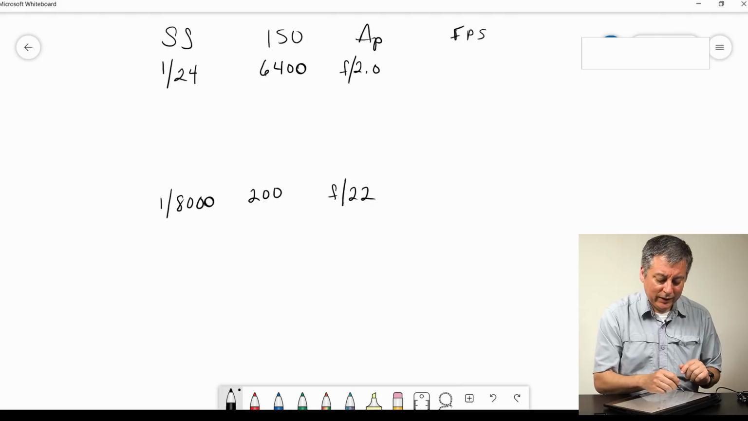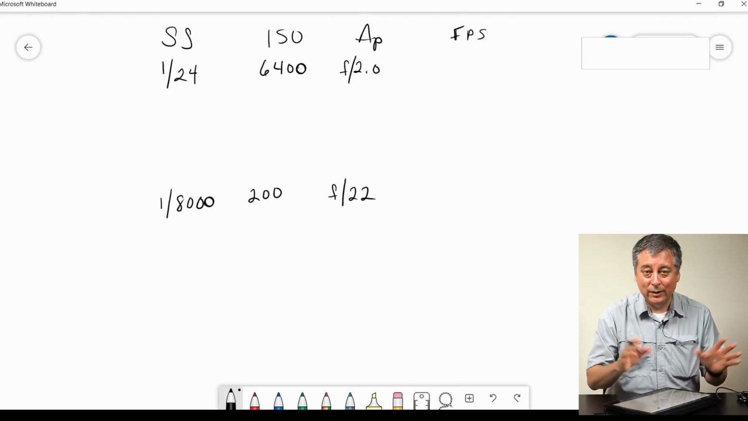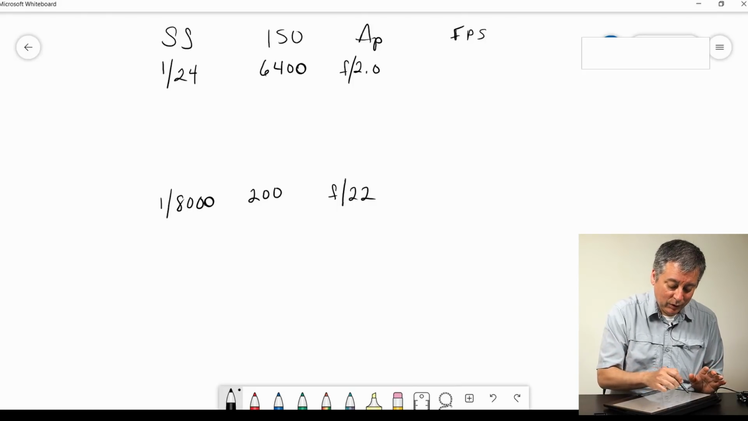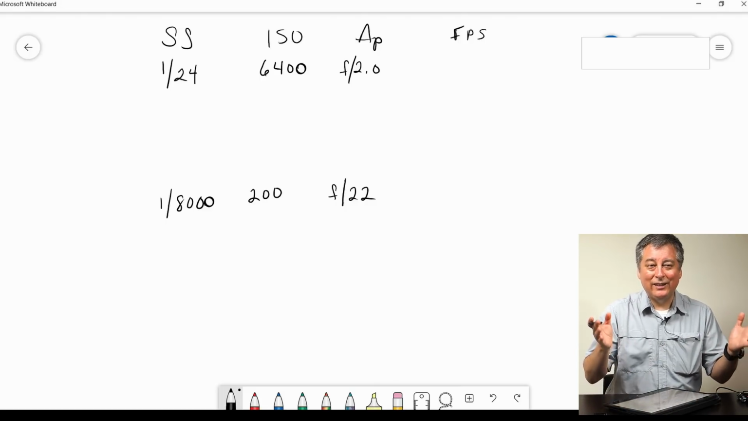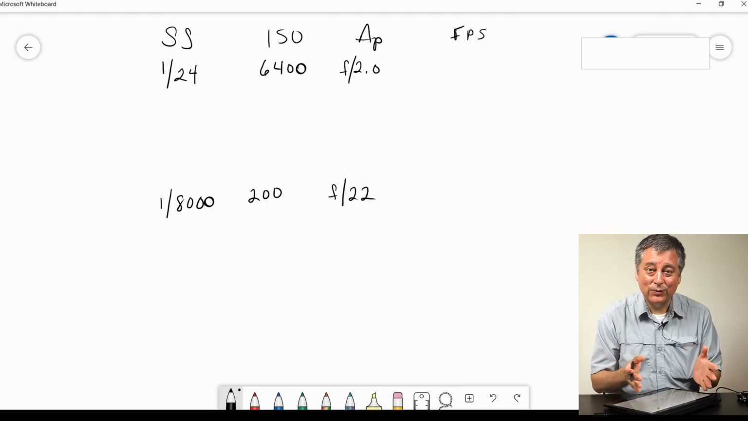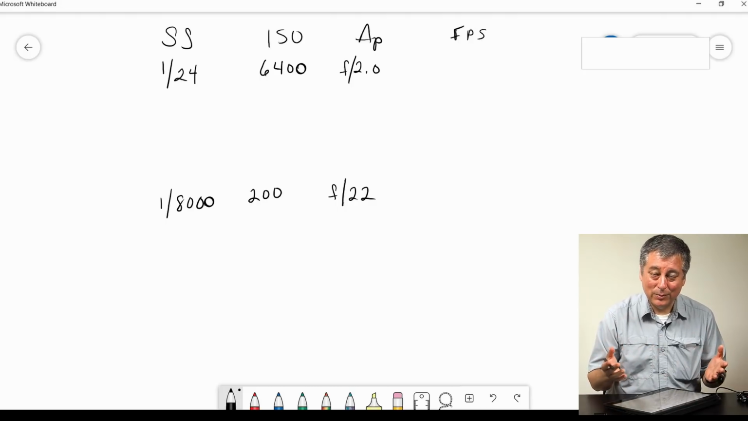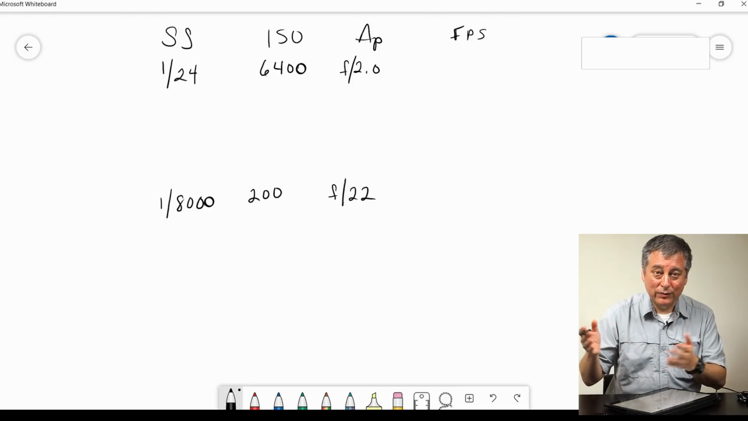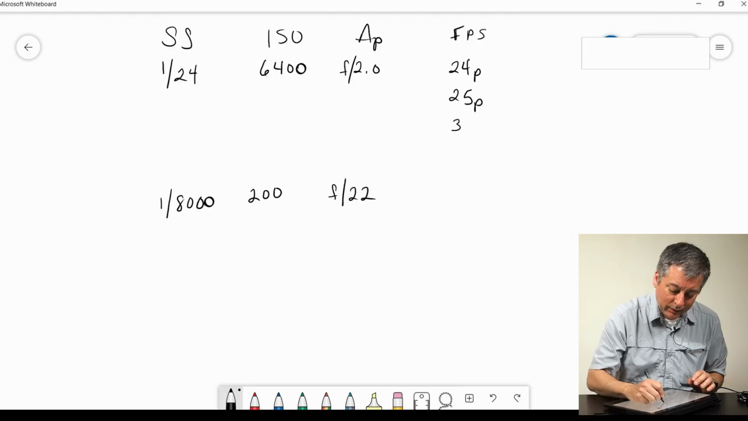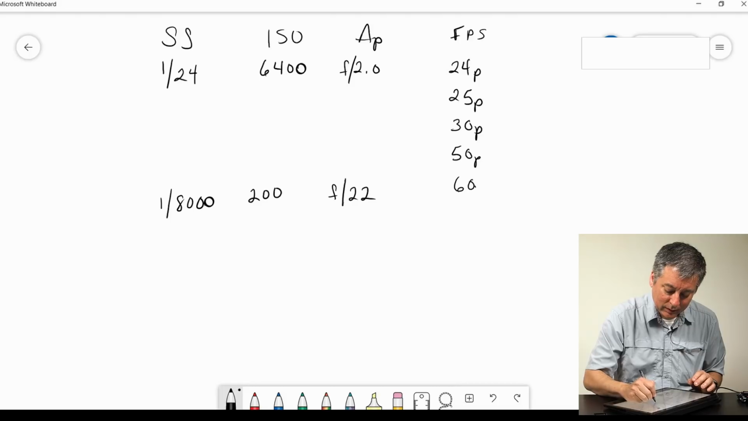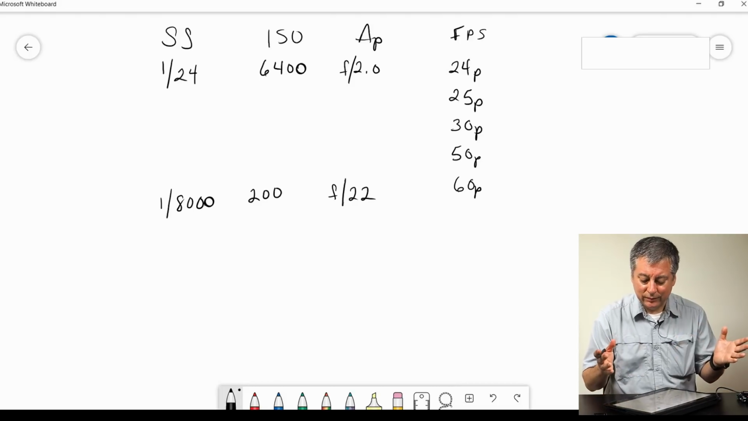If we look at these ranges for each of shutter speed, ISO, and aperture, it's not bad. I bet if you looked at 90% of your photos, all of them probably fall within the range in each column here. So really, what's the problem? Well, it's this third thing, the frames per second. I'll explain what that is. What's available to us in the camera? We have 24p, 25p, 30p, 50p, and 60p. And I think the P in this case just stands for progressive video.